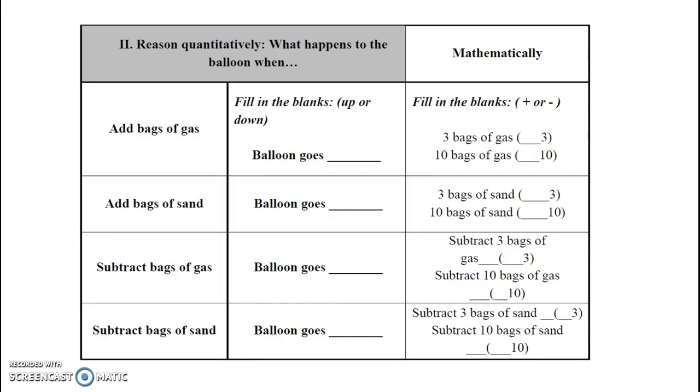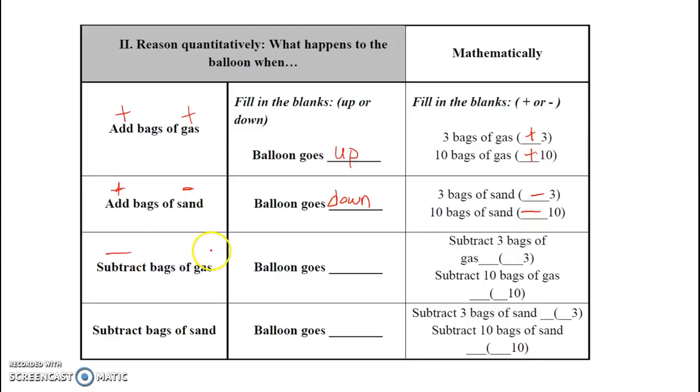Let's fill this in. So if I add bags of gas, the balloon goes up. And so 3 bags of gas would be like a positive 3. It would make the balloon go up 3 units. 10 bags of gas is a positive thing. It's going to make the balloon go up 10 units. When I add sand, so when I put in this negative thing, it's going to make the balloon go down. And 3 bags of sand will make the balloon go down 3 units. 10 bags of sand will make the balloon go down 10 units.